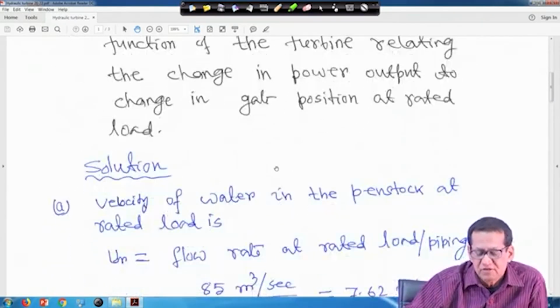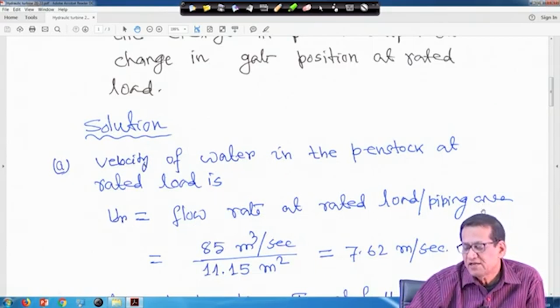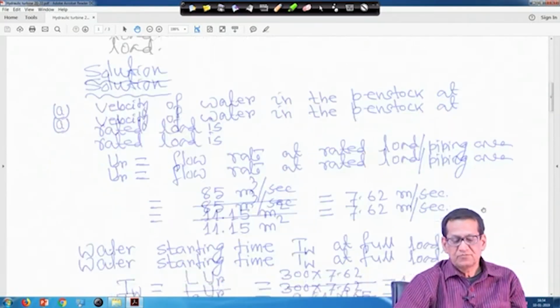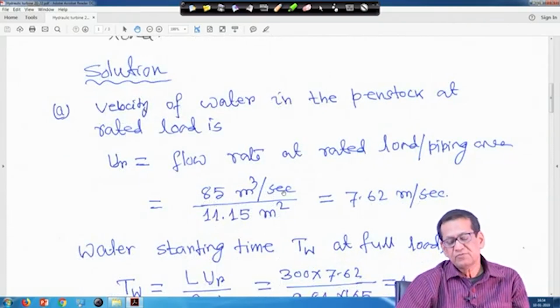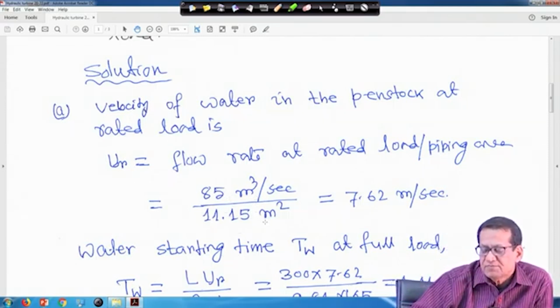Now, solution. The velocity of water in the penstock at rated load, that is UR, is equal to flow rate at rated load divided by piping area. Flow rate is given 85 meter cube per second and piping area is 11.15. So, 85 by 11.15 meter per second, that is 7.62 meter per second.